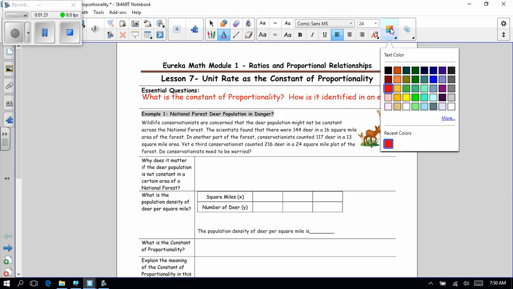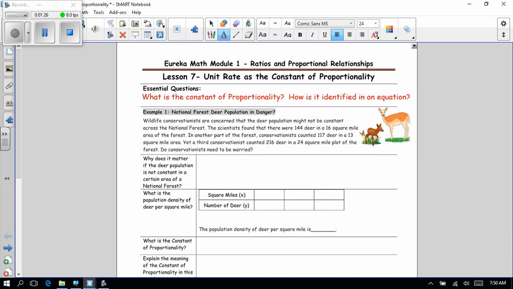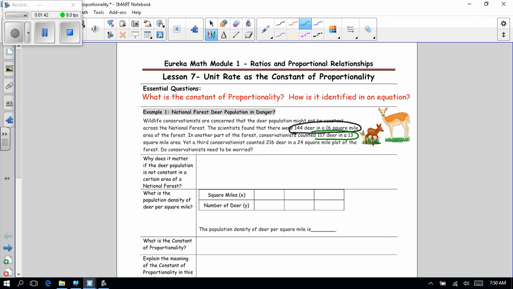I'm going to do it in one color, so maybe if you're working in a highlighter, you could highlight this data right here. If I highlight this data right here, right? 144 deer in 16 square miles of the forest. In another part of the forest, a different conservationist counted 117 deer in 13 square miles. And a third conservationist, change your color, counted 216 in a 24 square mile area, right?